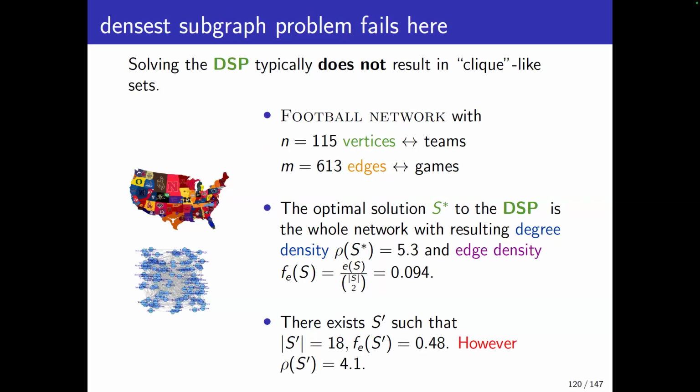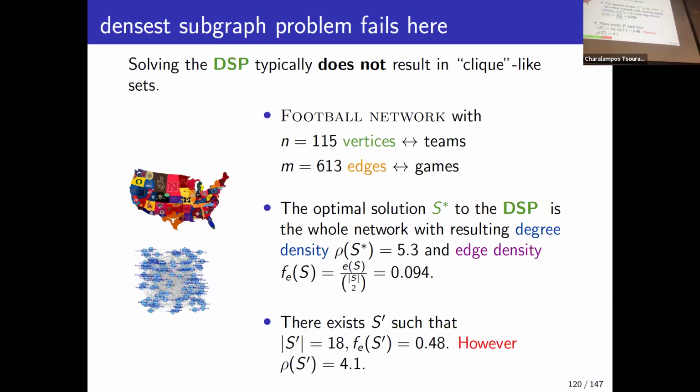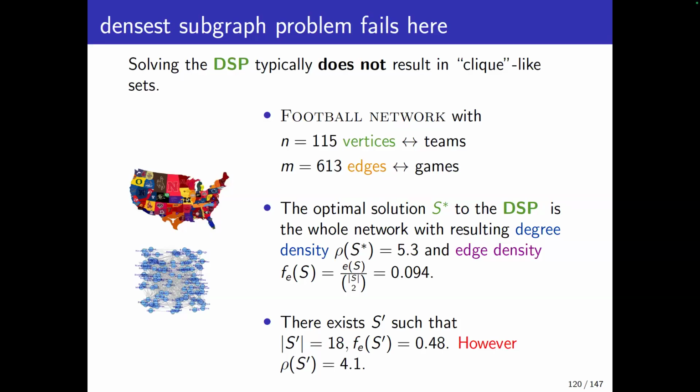And let me give you an example of why the DSP fails to find large near cliques. This is a football network with 115 vertices and 600 edges. If you find the DSP, the densest subgraph, the average degree density is 5.3. But if you look, the edge ratio is 0.094. Why? Because it's not designed to find cliques or near cliques. However, in this network, there exist 18 teams with density almost 0.5. However, we cannot find it because it's a smaller set and its degree density is 4.1. So it's not a mistake that it doesn't find it. It's not designed to find these sets.